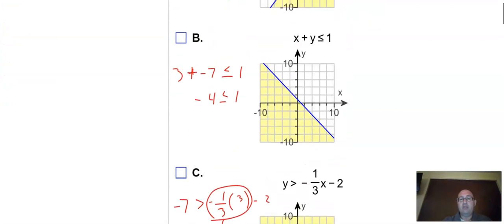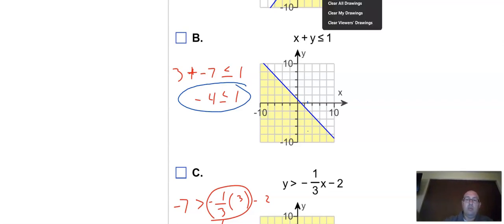Okay, so is the next one an easy one to tell just by looking at the graph? 3 and -7. Yeah, it is in the shaded region, so we can definitely tell that's going to check. But if we couldn't, we could always plug it in. And if we plug it in, we find out that -4 is less than or equal to 1. That's a definite true statement. So once again, we check that box. All right, so that would be another one.